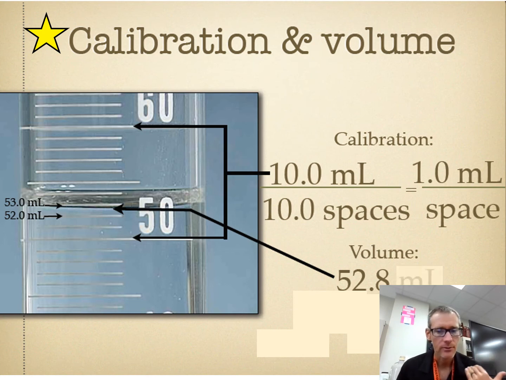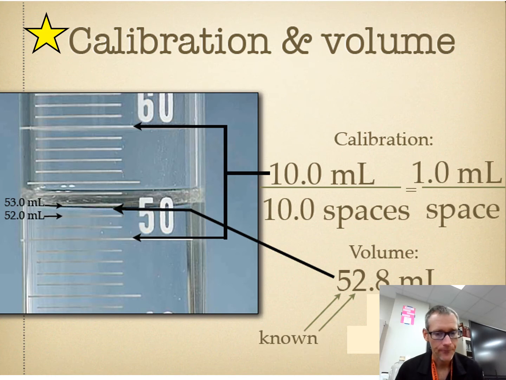Okay, we know it's going to be milliliters. Those digits are known, so we know it's going to be 52 something. That 0.8 is an estimate. Remember, you always have that little fluctuation of the voice, or a little guess at the end. It's like 52.8. If you said 52.7 or 52.9, that's fine because it's a guess. But you know it's closer to 53.